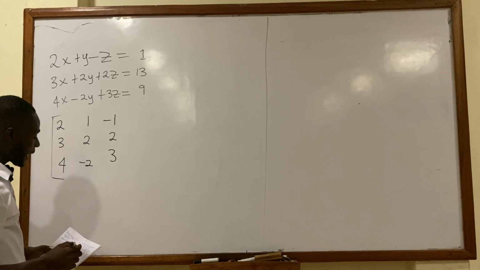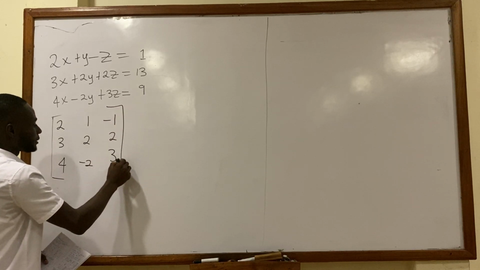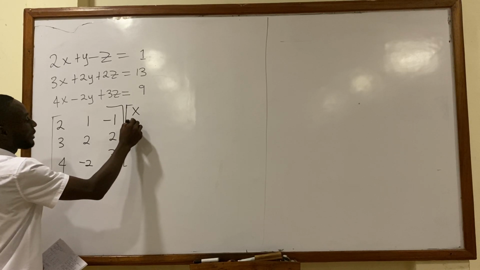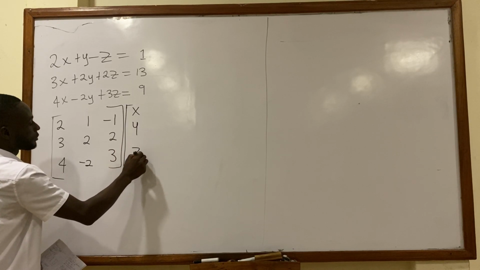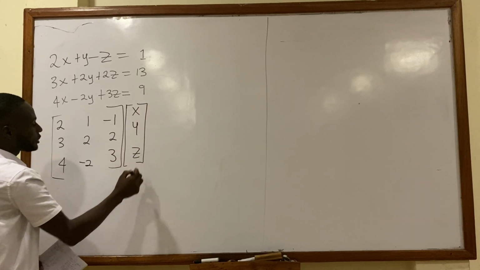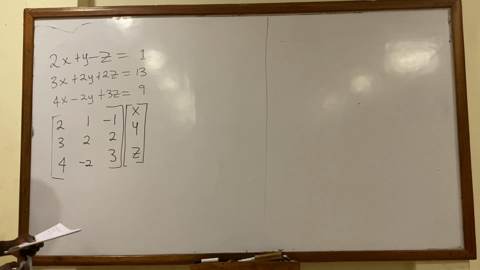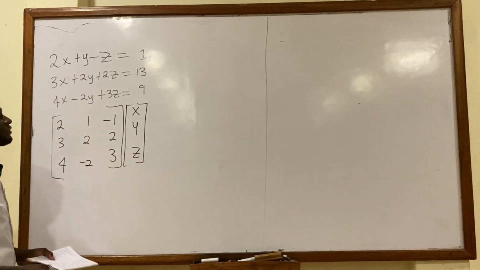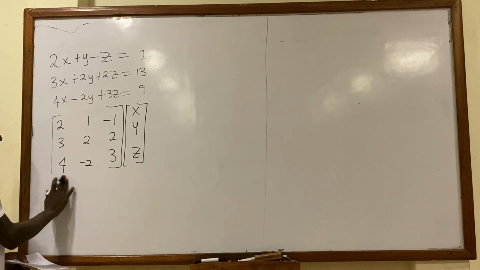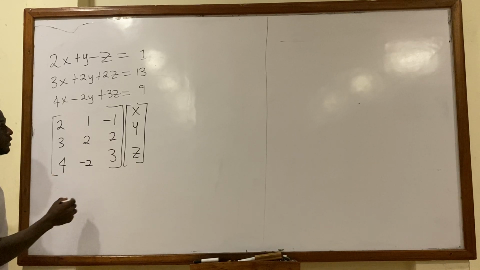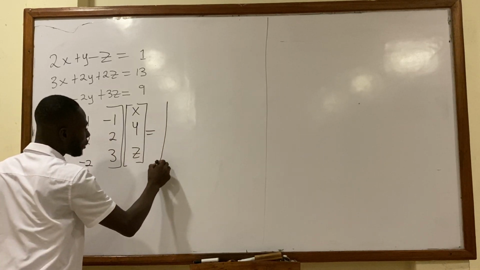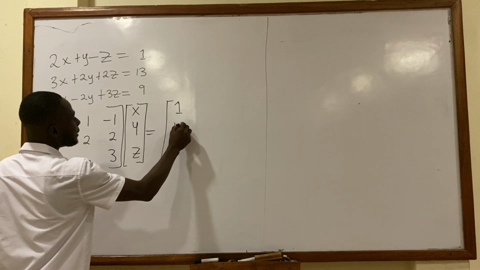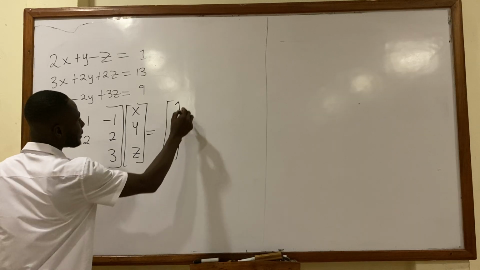Good. So now, what do we do with this? This should be multiplied by the variables. So in matrix form, this is how we write the three systems of equations. This is how we write it. It should be equal to the constants, which are 1, -13 and 9.